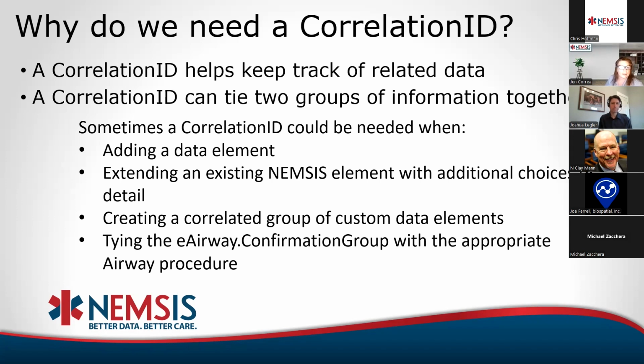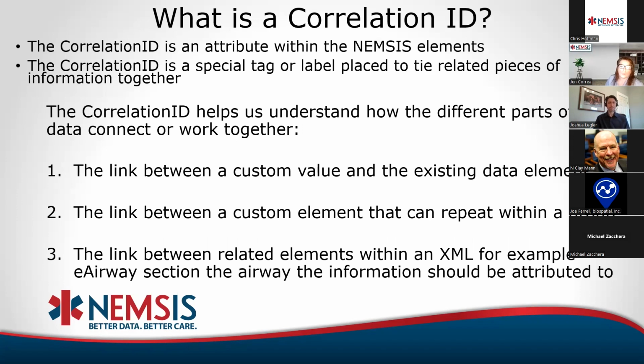So hopefully by the end of this, you're going to see examples of all of that and understand when and where those would be needed. So what is a correlation ID? The correlation ID is an attribute, right? It's a tag or a label that's placed within that element in the XML.